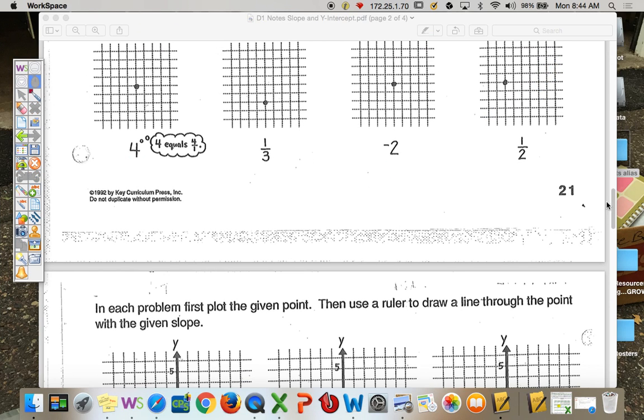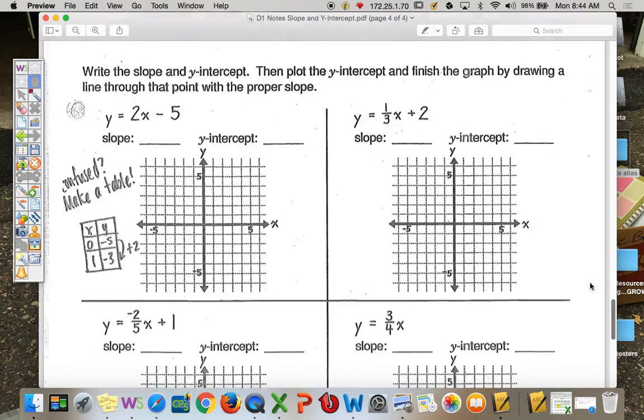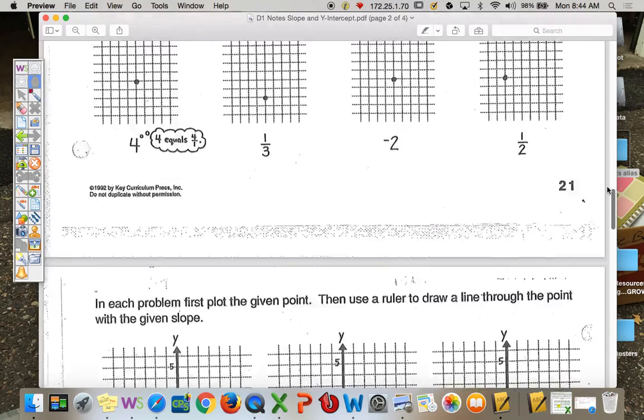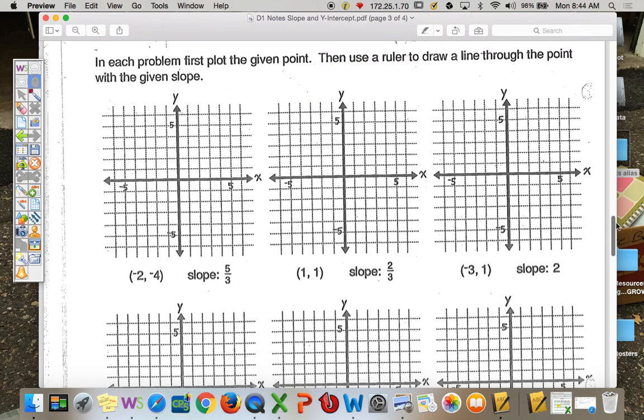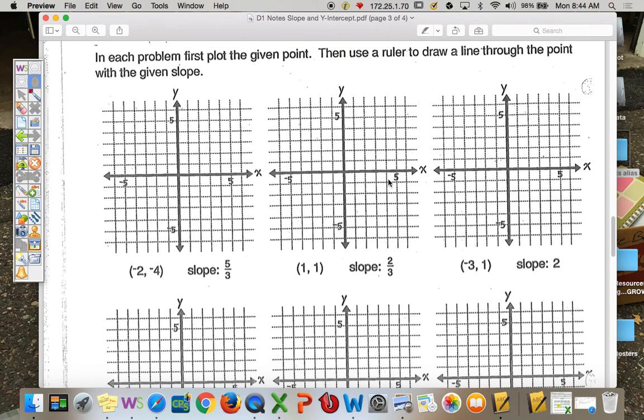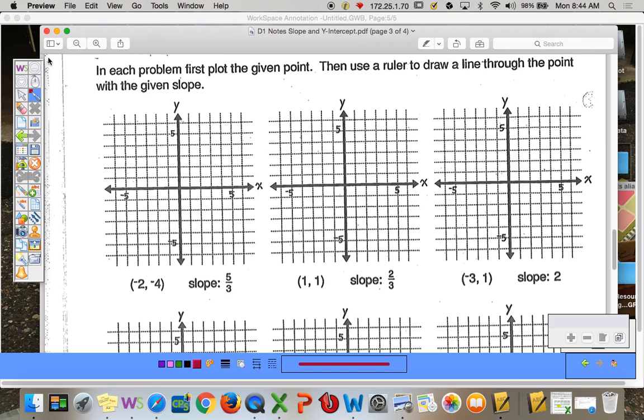Okay, so let's practice drawing a slope. And the next type of problem right here. In each problem, first plot the point, then use a ruler. Okay, so this one, you have to do both things. You're going to plot the point, negative 2, 1, 2, negative 4, 1, 2, 3, 4.